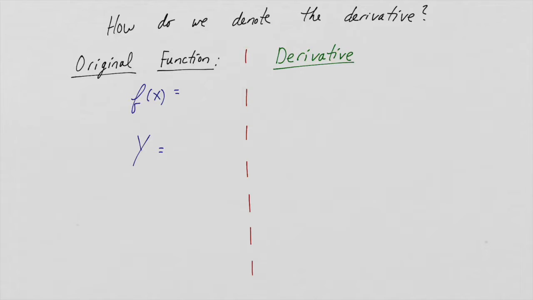When we do the derivative, we have about 4 different ways we can show the derivative. One of the most common is we'd write f prime of x. We pronounce that as f prime of x. And if we've got our function y here, if we're using y as a function, we can also say y prime. So we have f prime of x and we have y prime.